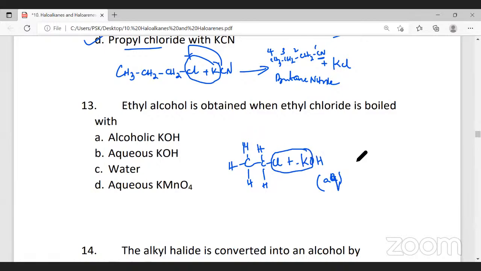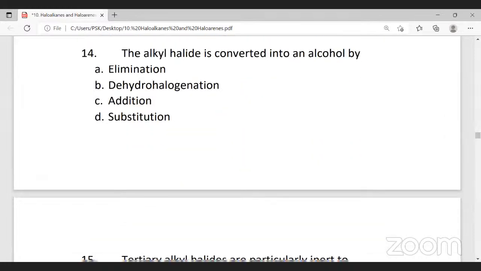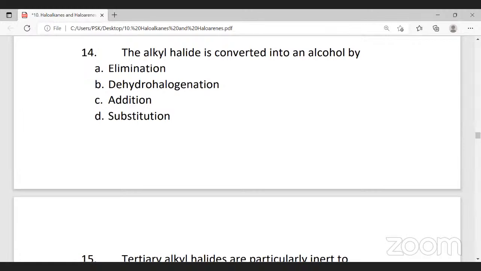Now, K and Cl get eliminated as KCl. In place of Cl, OH goes. Therefore, you get CH3CH2OH. This is ethanol. It is called a nucleophilic substitution reaction. So when we use aqueous KOH, the reaction will be nucleophilic substitution. When we use alcoholic potassium hydroxide, it will be dehydrohalogenation. The next question: an alkyl halide is converted into alcohol by elimination, dehydrohalogenation, addition, or substitution.